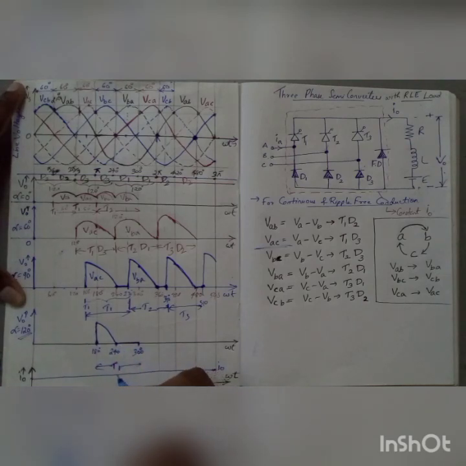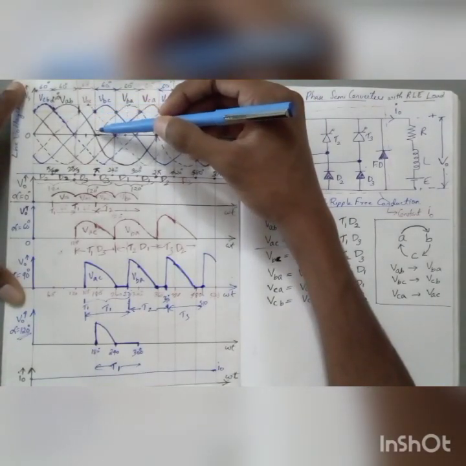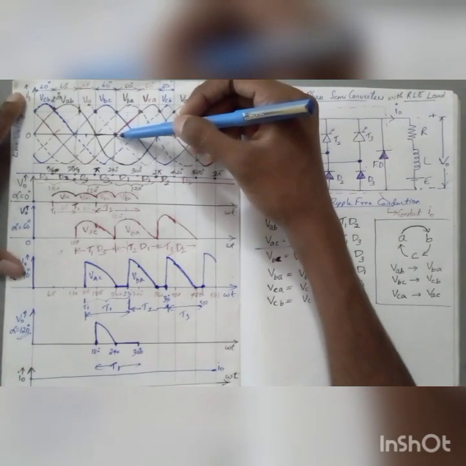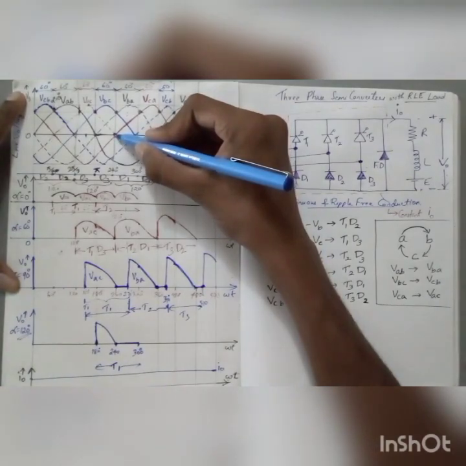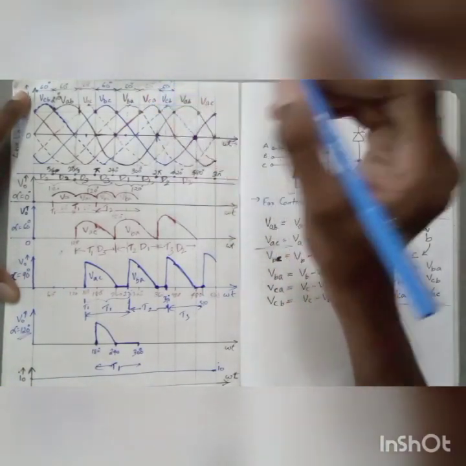Why? T1 is triggered at 180 degree and it should conduct for 120 degree. So 180 plus 120 degree means 300 degree. Up to 300 degree my T1 should conduct. When I looked into this figure, I understood that my V0 will take the path of VAC, and VAC will become negative after 240 degree. So due to freewheeling diode action, from 240 onwards, V0 will be 0 until the next thyristor is triggered.